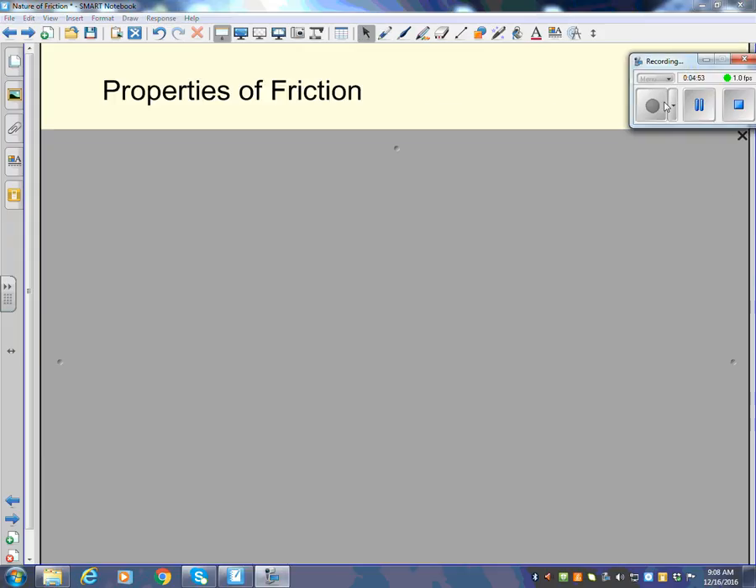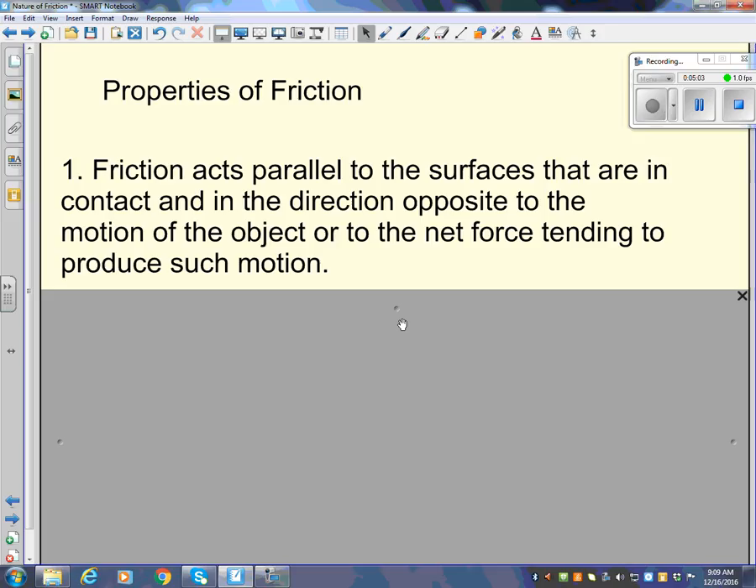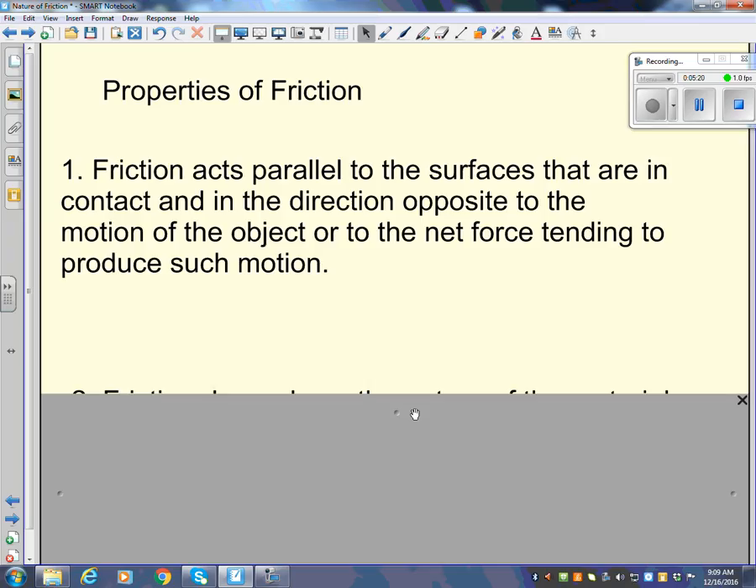Here are some properties of friction, or characteristics of friction, to keep in mind. Number one, friction acts parallel to the surfaces that are in contact and in the direction opposite to the motion of the object, or to the net force tending to produce such motion, the attempted motion. It's always opposite the motion and always parallel to the surface. Friction force is opposite and parallel.